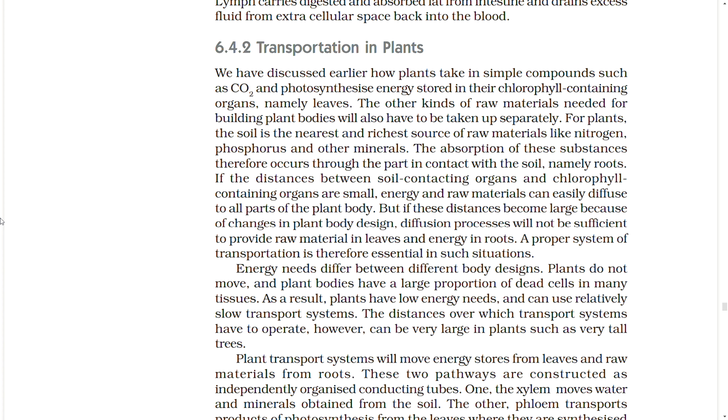Energy needs differ between different body designs. Plants do not move, and plant bodies have a large proportion of dead cells in many tissues. As a result, plants have low energy needs and can use relatively slow transport systems. The distances over which transport systems have to operate, however, can be very large in plants such as very tall trees.